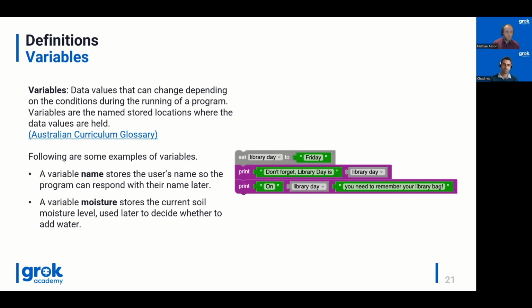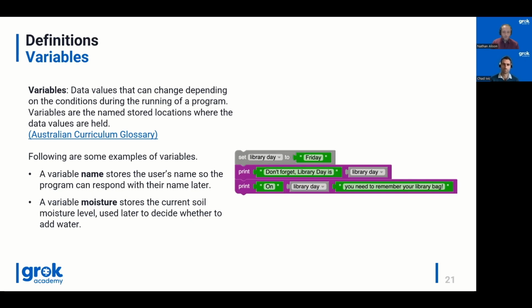According to the glossary, variables are data values that can change depending on the conditions during the running of a program. Sometimes people like to talk about them as if they're like a bucket that can hold a value, or can hold a number or a text or a word or something like that. Some examples: we might have a variable called name, and that stores a user's name so that the program can respond with their name later. Or there might be a variable called moisture, and that variable stores the current soil moisture level. And then you can use that number later to decide whether a robot might add water to the farm.